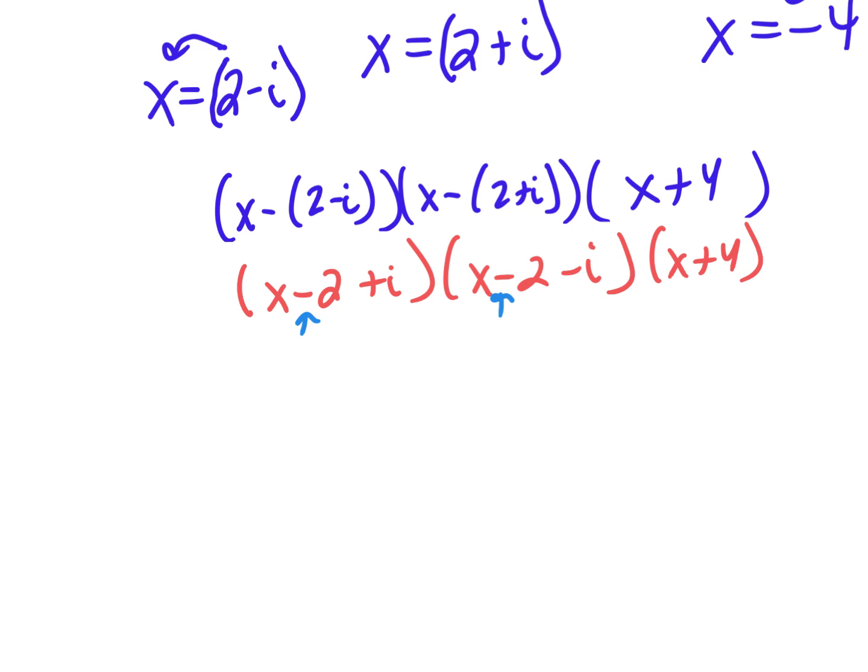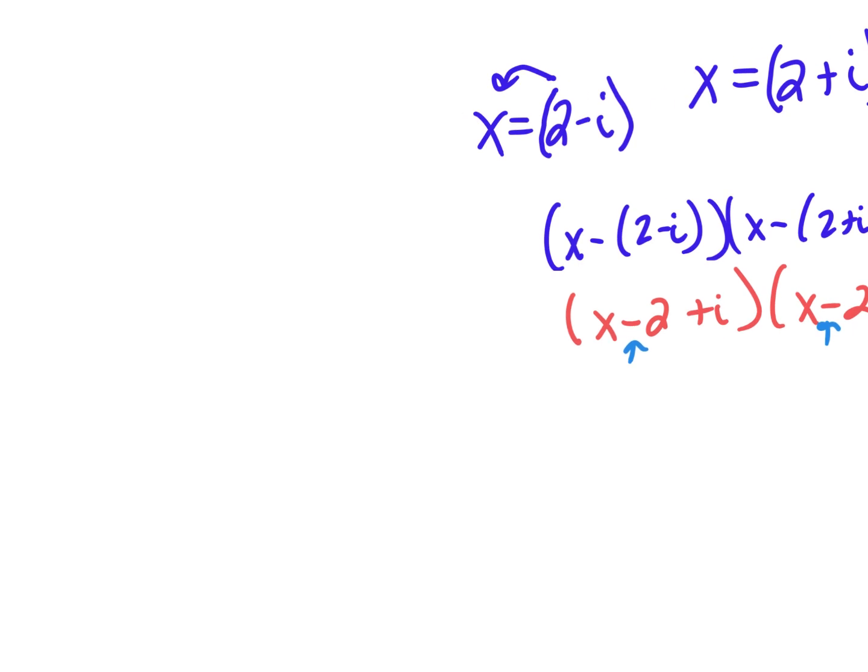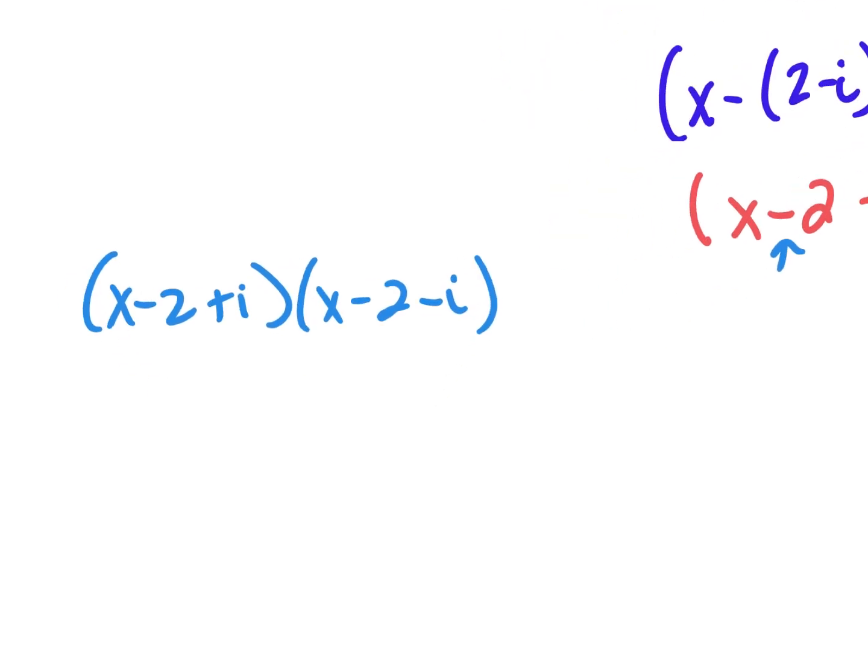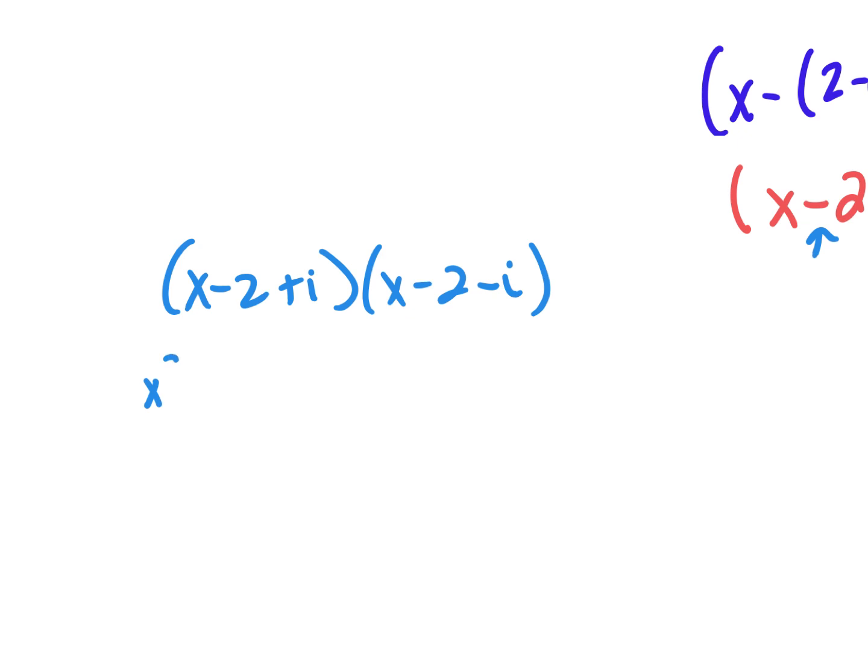It would make sense to multiply the stuff with the i's together first, right? So I'm going to do it over here: x minus 2 plus i and x minus 2 minus i. So x times x is x squared. x times negative 2 is minus 2x. x times negative i is minus xi. So now we go to negative 2. Negative 2 times x is minus 2x. Negative 2 times negative 2 is plus 4. And negative 2 and a negative i is plus 2i. Agreed?